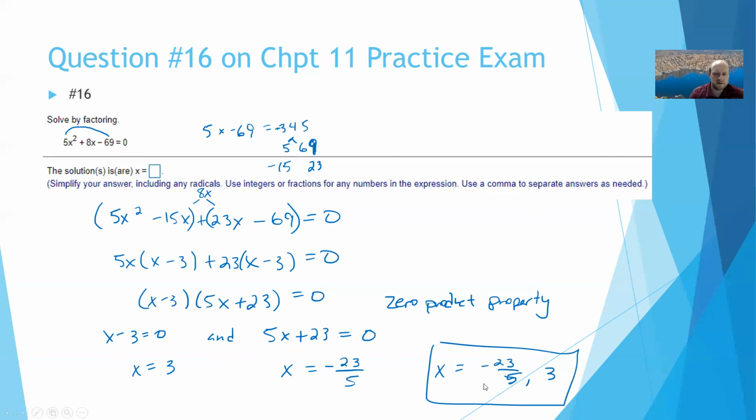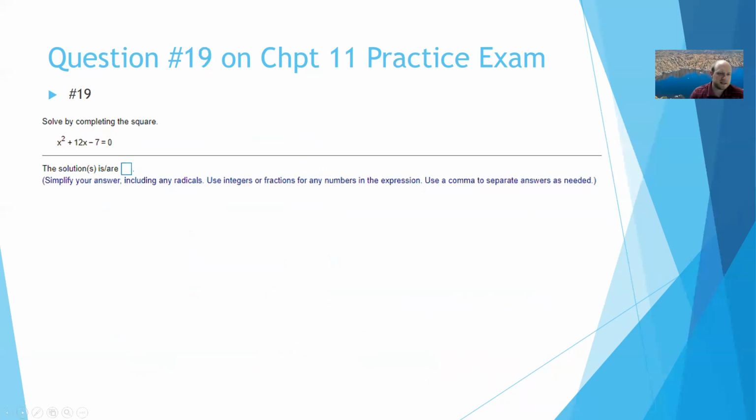Again, you can always check those by plugging them back into the original equation to see if you got the right answer. Number 19, we started completing the square. So we learned how to complete the square here. Let's go ahead and review this example and how to do that.